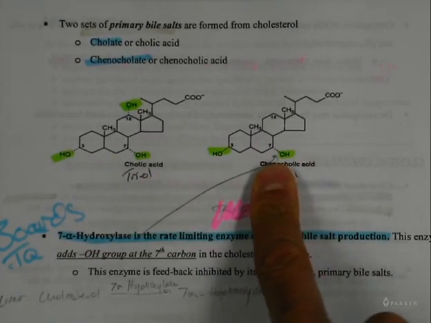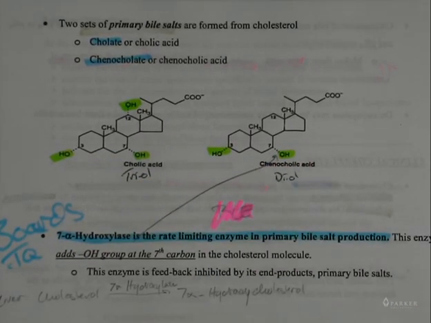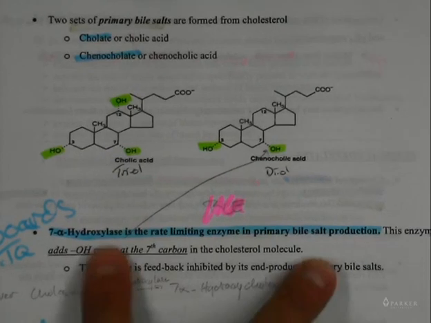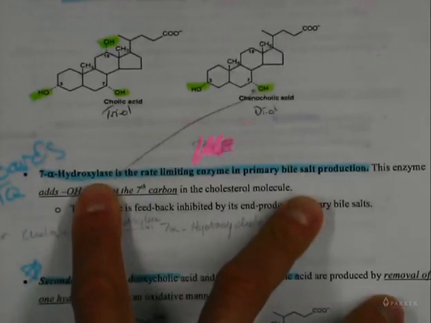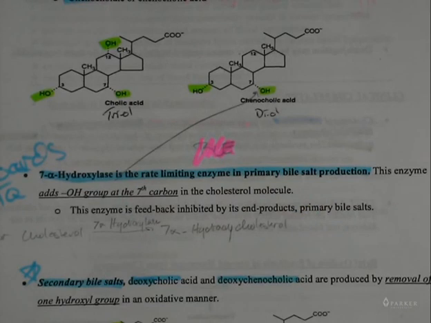So cholate and chenocholate are your primary bile salts. They are synthesized by the rate-limiting enzyme 7-alpha-hydroxylase. The rate-limiting enzyme for bile salt production, bile acid production, is 7-alpha-hydroxylase. What do you think 7-alpha-hydroxylase does?